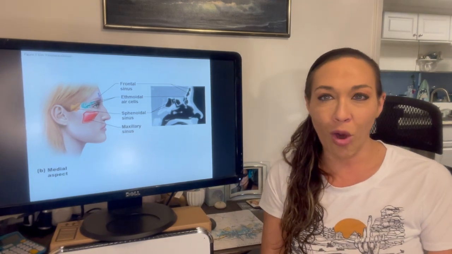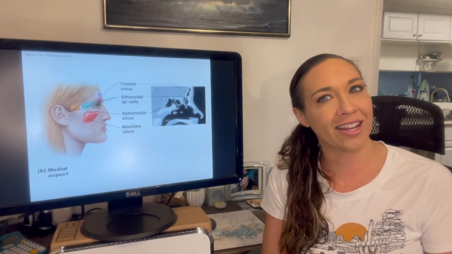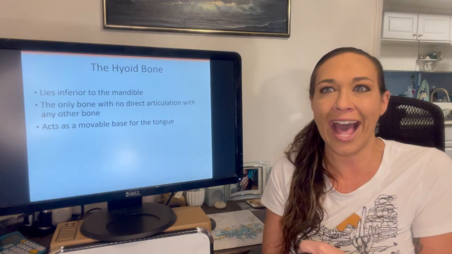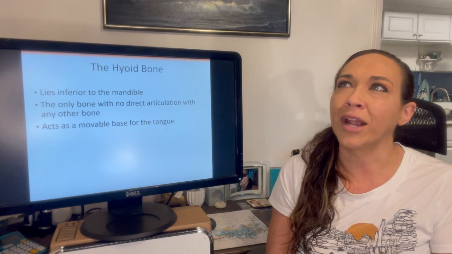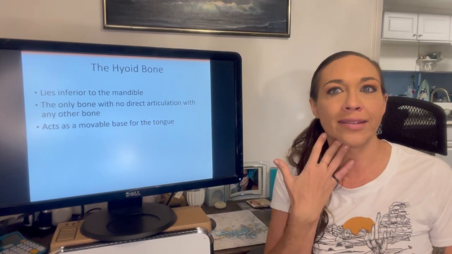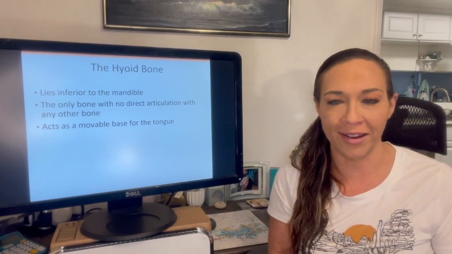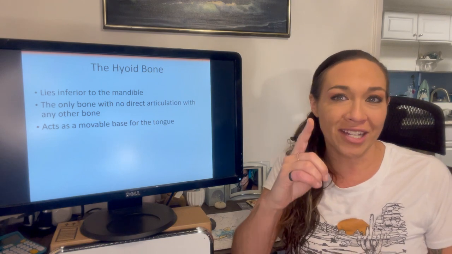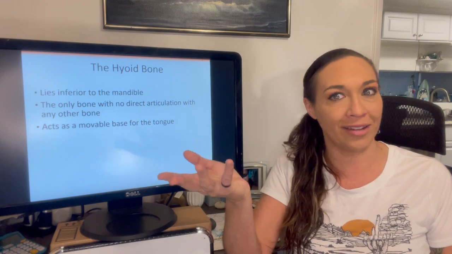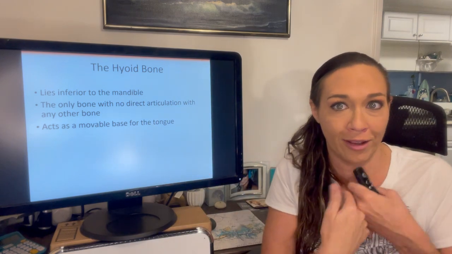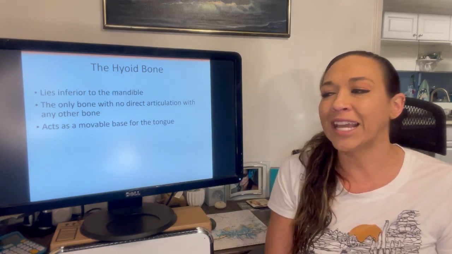All right, let's talk about the only bone in our body that's not connected to anything, the hyoid bone. That's what I mean: not directly connected with anything. Obviously, it's connected to us, it's not just falling out of our head, but it's not connected or articulating with any other bone. That's the important point, because this is the only bone in our body that does not directly articulate with another bone. It lies inferior to the mandible.